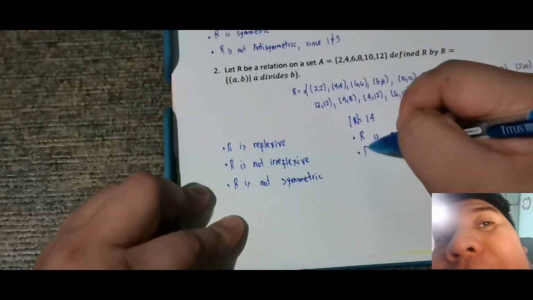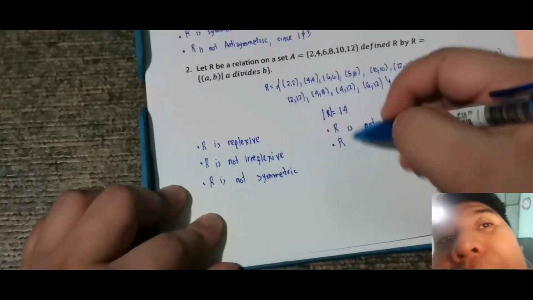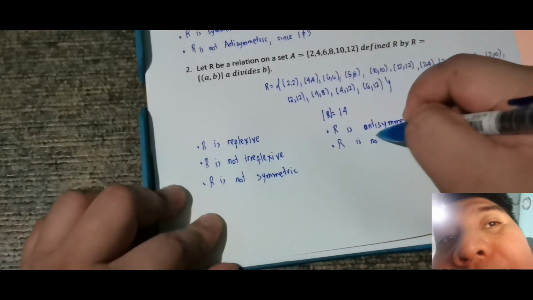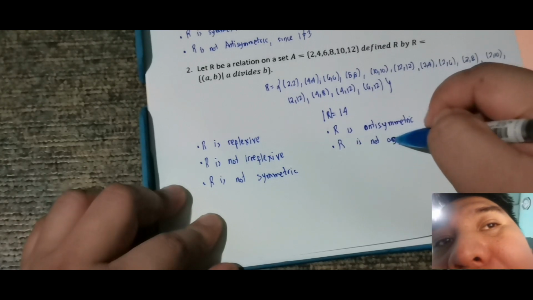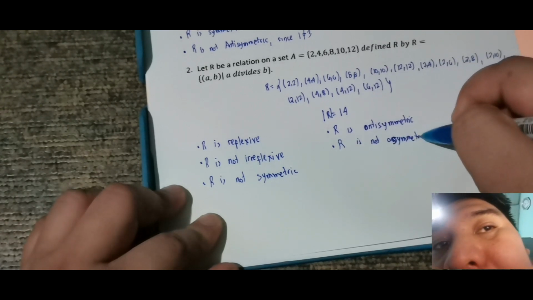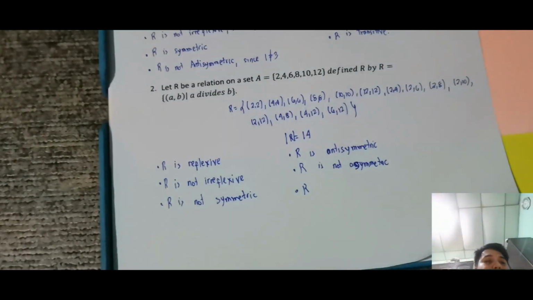Next. Is R asymmetric? No, andiyan kasi si (2, 2) eh. R is not asymmetric. Isang S lang yan. Asymmetric. Lastly, R is transitive. So, check pa isa-isa.